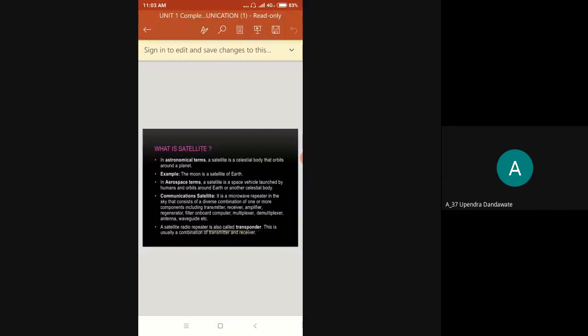You have to increase that signal, so we require a multiplexer. Again, we require a demultiplexer, you have to regenerate that signal. We require an antenna for receiving the signal, for amplifying the signal, and some waveguides for whatever signal is being received.